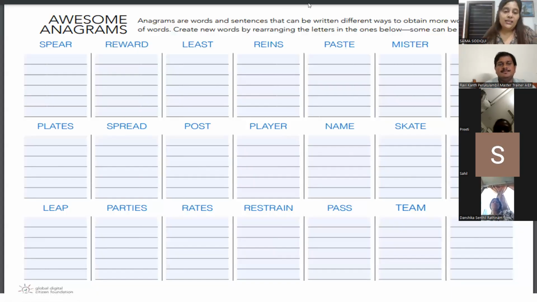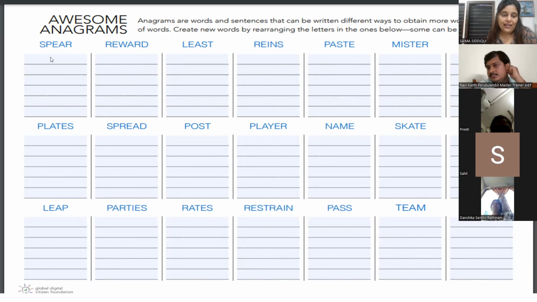Okay. So now this is another activity that can be conducted in the class. Anagrams are words and sentences that can be written in different ways to obtain more words, or groups of words create new words. So here are some words. The first word is SPEAR. Now what more words can be created using this word? You can type in the chat box. What more new words can be formed by rearranging the letters? Pears, yes. Reaps, okay, great.